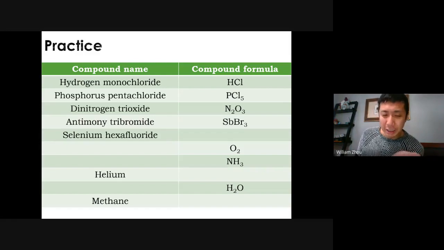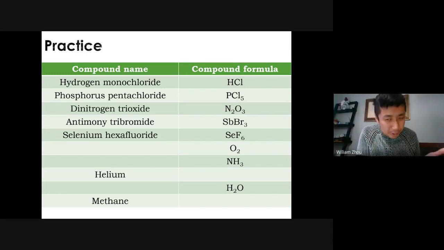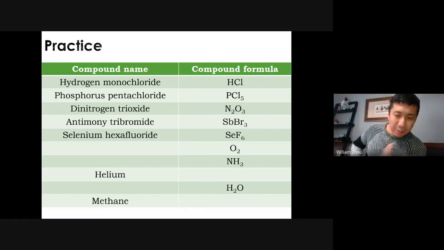Selenium hexafluoride, selenium is Se, hexa meaning 6, fluoride is F. Okay, that one is quite straightforward. As you can see, all you have to do is just read this, find it on the periodic table, put it down, and then read the prefix to determine how many. The name literally tells you how many atoms it has.